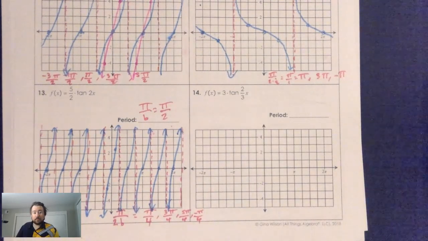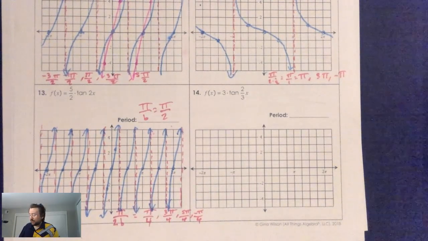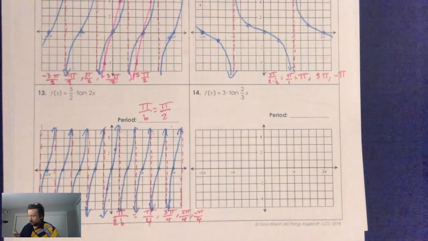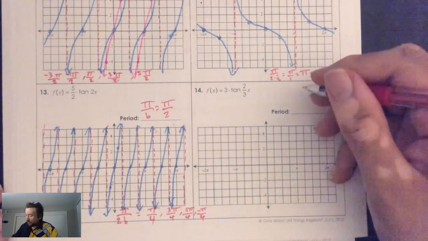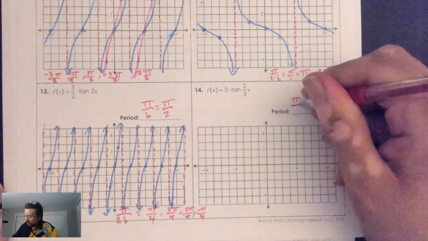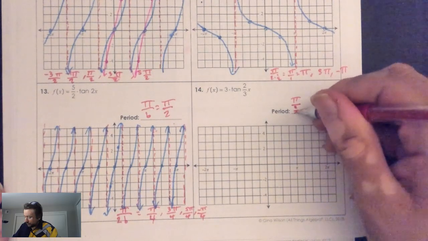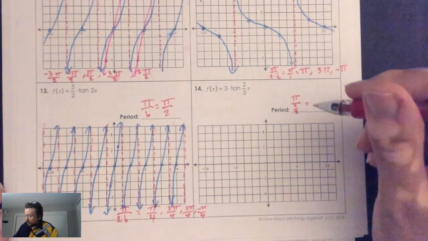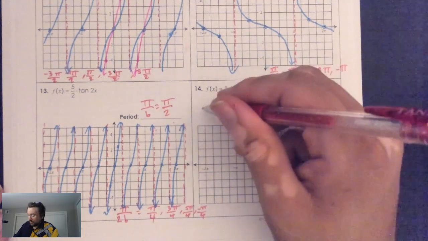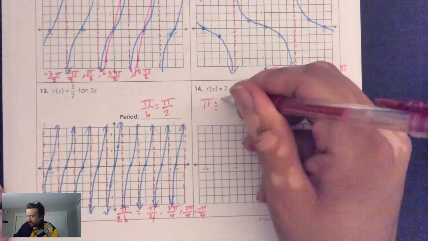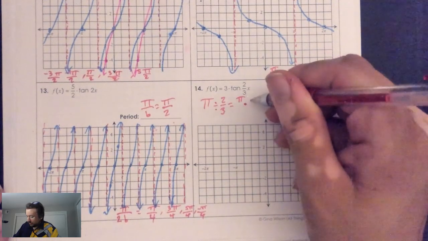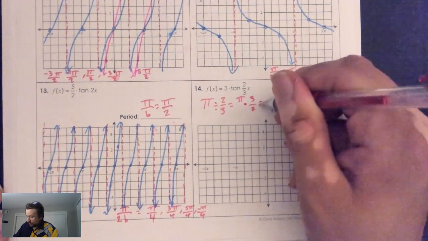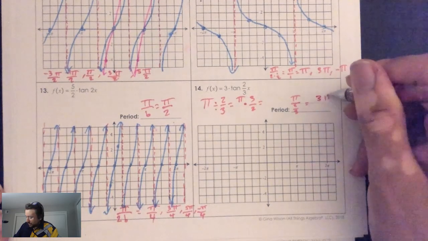Let's do one more before we cut it for the day. Let's do 3 tangent 2 over 3x. So our period's going to be pi over 2 over 3. And let's just do that division over here. Pi divided by 2 over 3, which is pi times 3 over 2, which is 3 pi over 2.